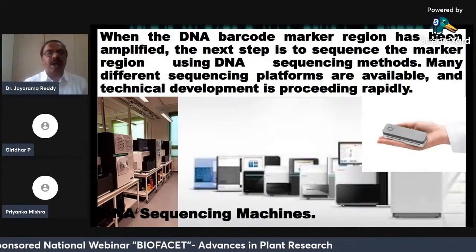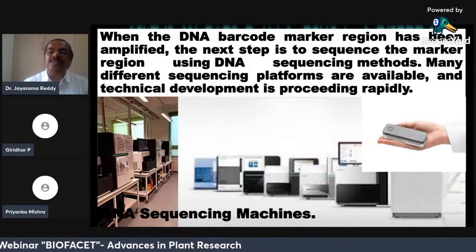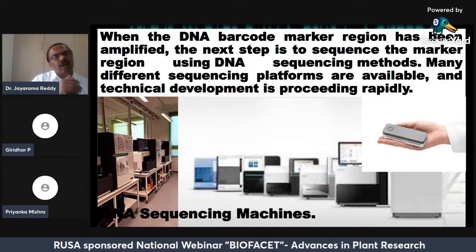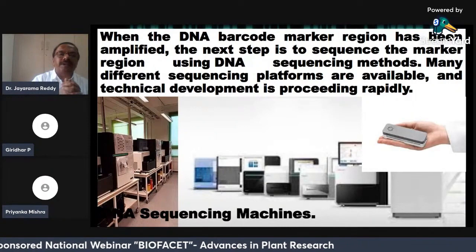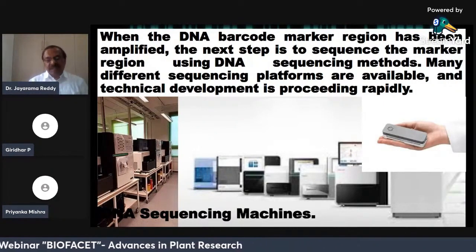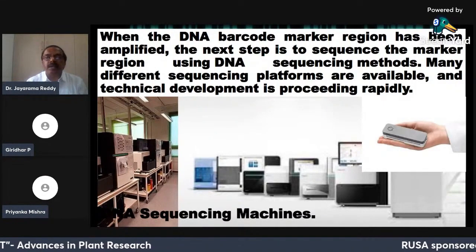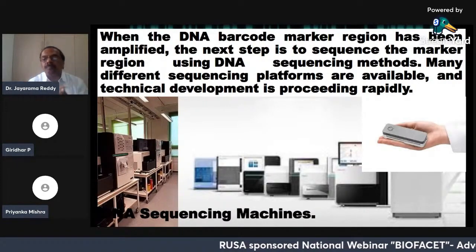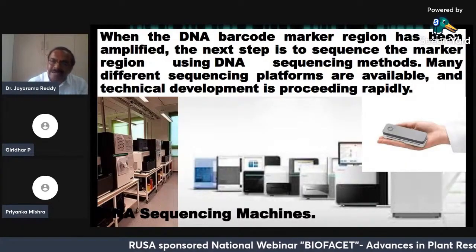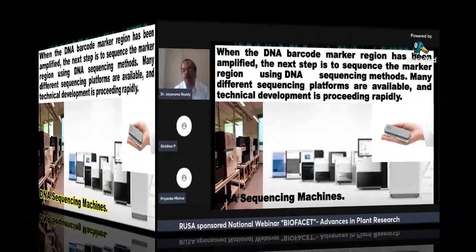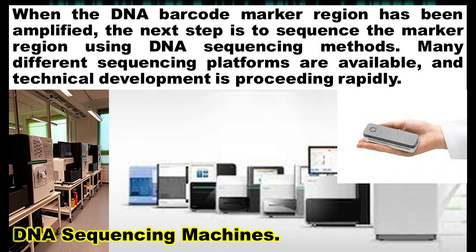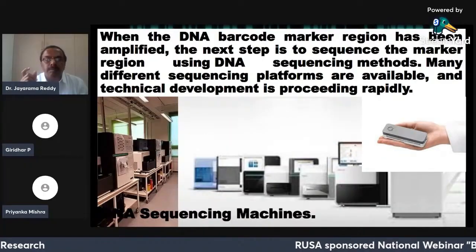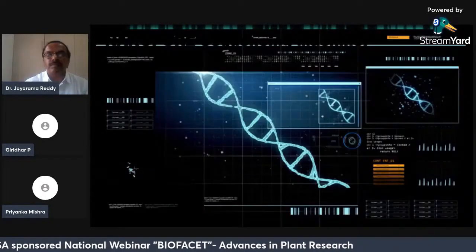The next step after PCR is sequencing. You want to know the sequences. Earlier, sequencing was a very cumbersome process. The first sequencer that was developed was kept in a place of about 1200 square feet. But now sequencers have become so handy, so small. You can see on the right-hand side a man holding a sequencer in his hand. You can keep it in your pocket. A DNA sequencer is as small as your mobile phone.